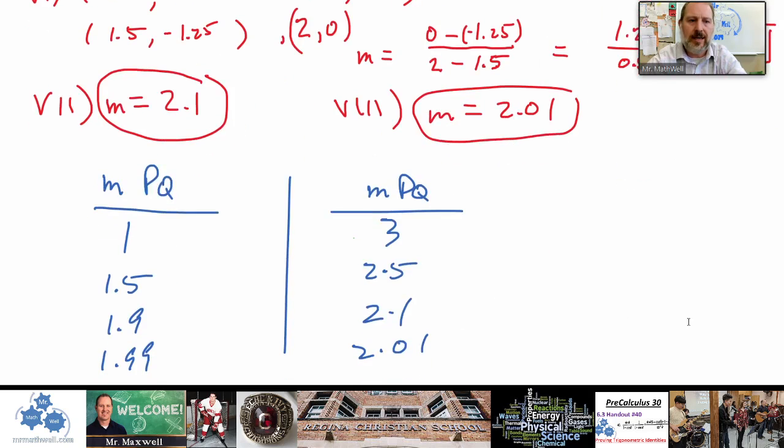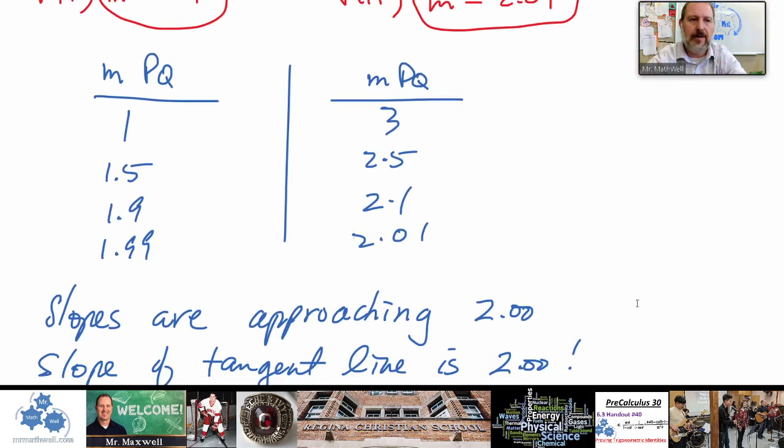So I've summarized these slopes in this little chart here. As Q approaches P from the right, we have slopes of 1, then 1.5, then 1.9, then 1.99. As Q approaches P from the left, from the other side, we have slopes of 3, and then down to 2.5, down to 2.1, 2.01.